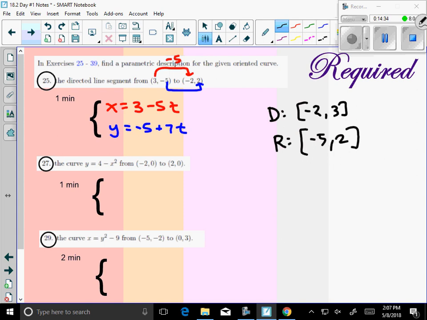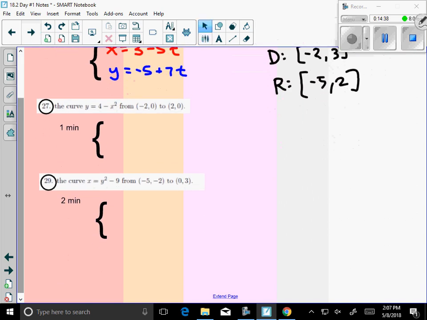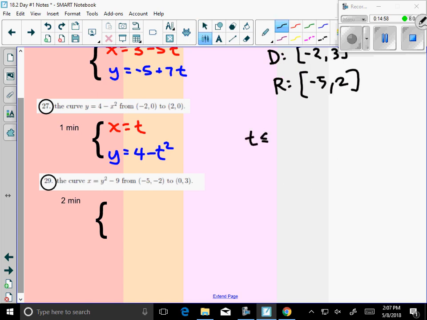Okay, let's do number 29 because it's, well, let's do 27 as well. I don't care. I'd rather just, you know what's going on. Okay, so what do we want x to be here? T. Yeah, it's the independent variable. What would y equal? 4 minus t squared. Beautiful. What are the parameters on t? Yeah, they got to be the same as they are on x, right? Because t and x are equal.